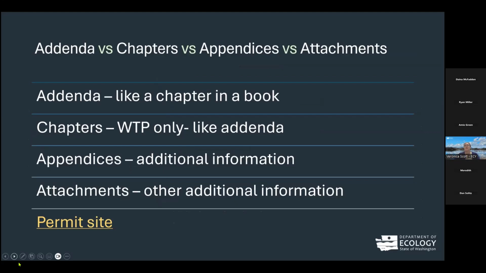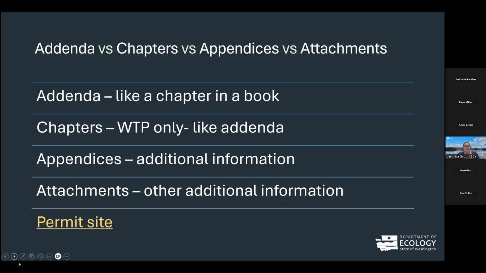So we have the words addenda, chapters, appendices, and attachments show up. And often to us, those sound very similar. They're all different ways to group information, but in our permit, an addenda serves like a chapter in a book. So each of those A through K that we talked about on the last slide, those are generally our addenda. We do have a unit, the Waste Treatment Plant, WTP, which still refers to them as chapters in our Rev 9A, but it's still serving the same as an addenda in this terminology.